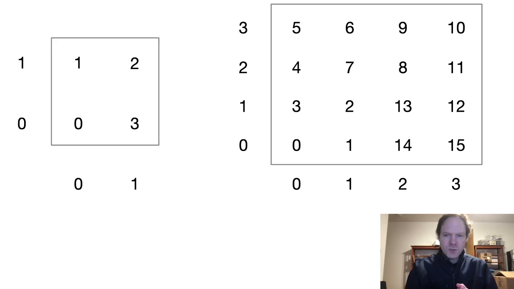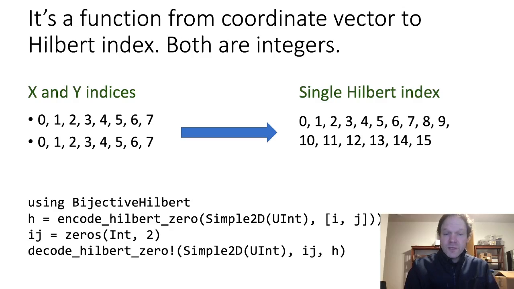This is a nice way to turn a 2-dimensional indexing system into a 1-dimensional indexing system, or vice versa, 1-dimensional into 2-dimensional. Some of the restrictions are that it is usually, for most algorithms, done on a square, and as well, it's usually powers of 2. This is the way that we do the conversion. So bijective Hilbert is a Julia library that does Hilbert conversions.